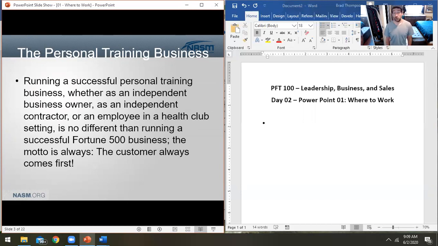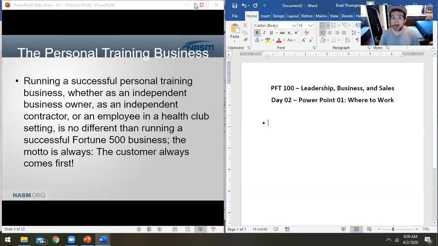So when it comes to running a successful personal training business, you've got to know the difference between what it's like to work for a company versus something that's very common in our industry, which is independent contracting. If you're working for a gym, a lot of times you will be on a W-4. You will be an employee of that gym. That could be commission based. It could be hourly. Both of those things don't determine whether or not you're an employee.